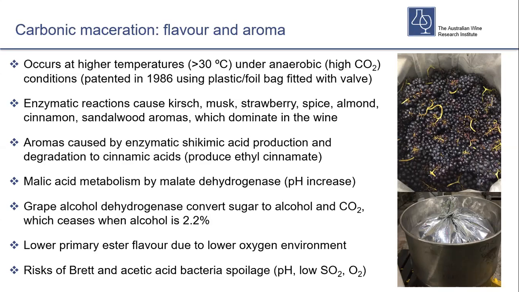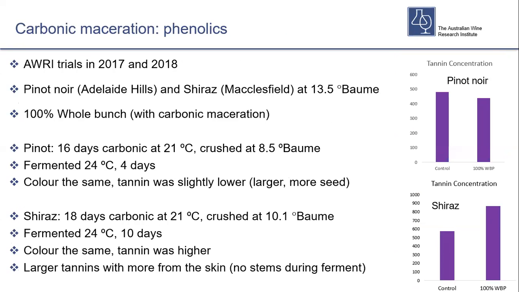What I want to really focus in on today is looking at the combination of introducing those flavours, but also to look at effects on phenolics. So referring back to those earlier slides, the AWRI trials were done in 2017 and 18, in the first instance Pinot Noir and then Shiraz. And in this case, it was 100% whole bunch fermentation. So introducing carbonic maceration early in the piece and then pressing off those grapes and then fermenting off skins.